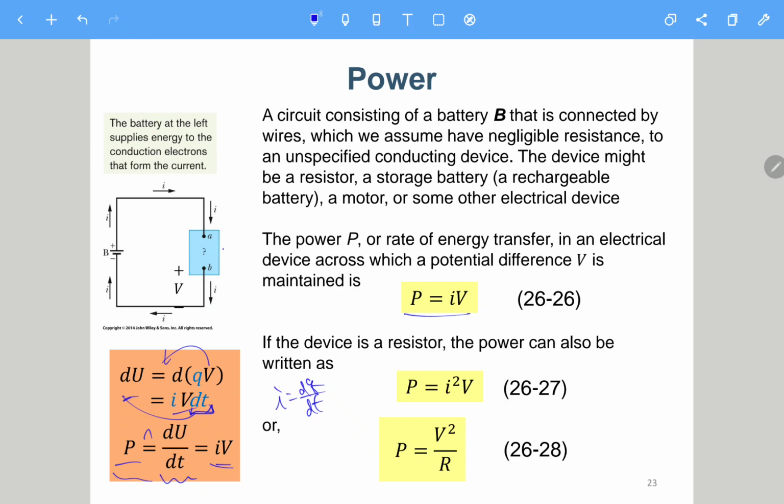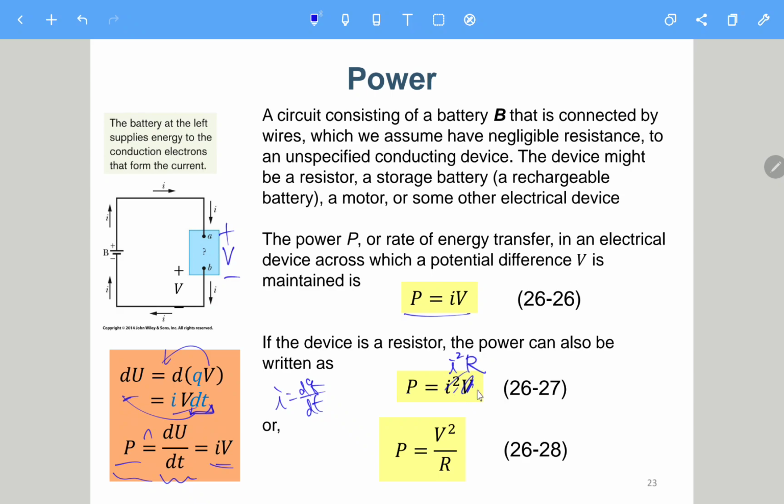Okay, so if we have a V like this, and then the I, then I times V will be the power consumed by this conductor or this resistor. Okay, for the resistor it will be correct. Actually, for any device, even for a semiconductor, P equals IV is correct. But if you write it like this, this one should be I squared R rather than I squared V.